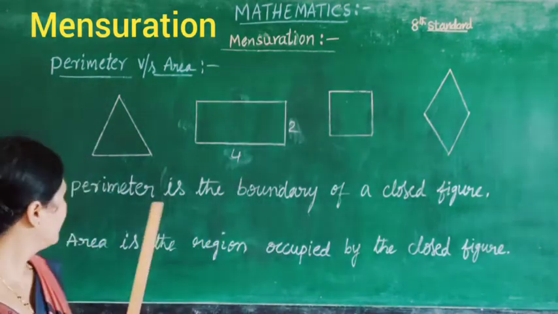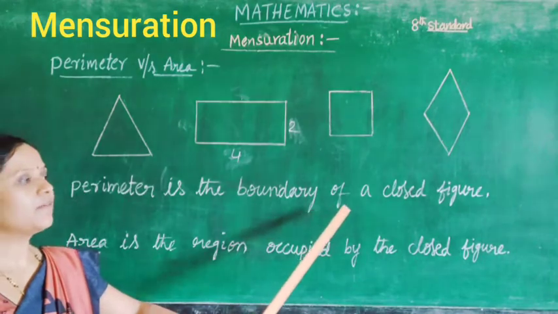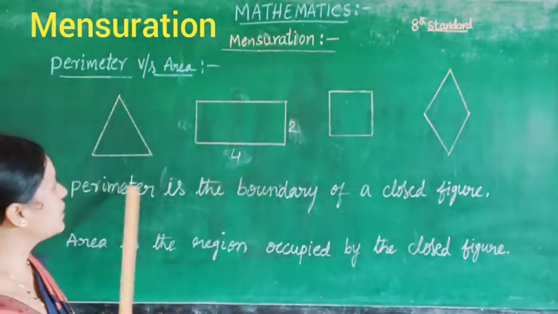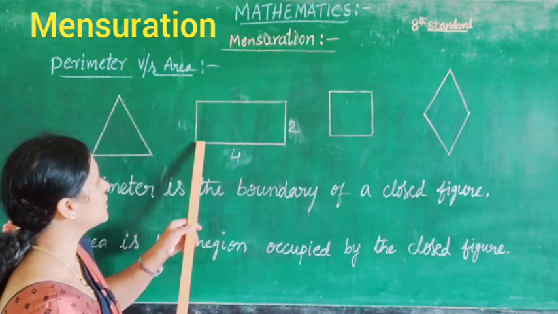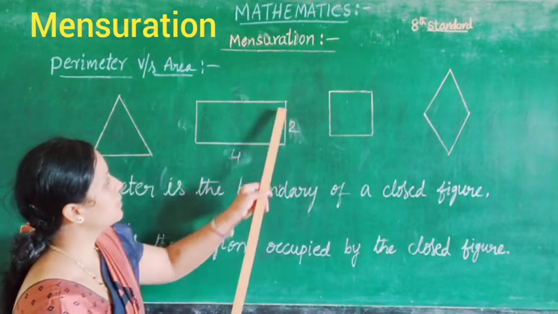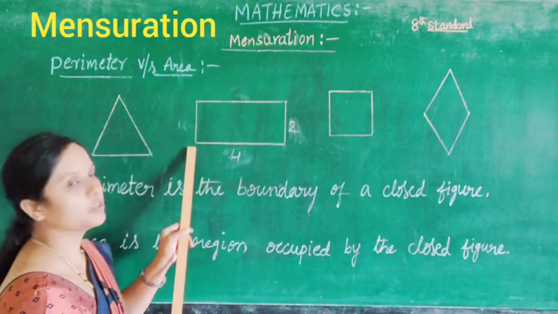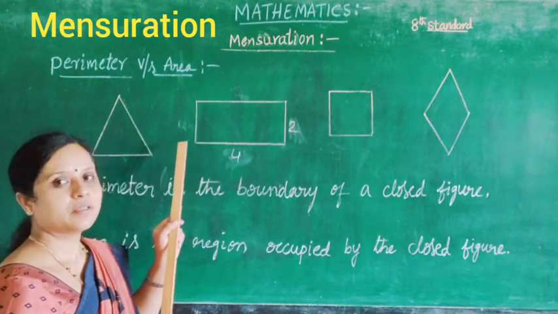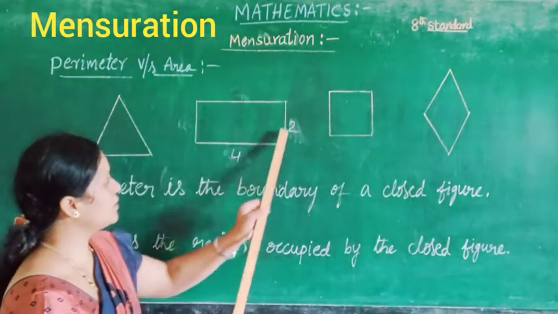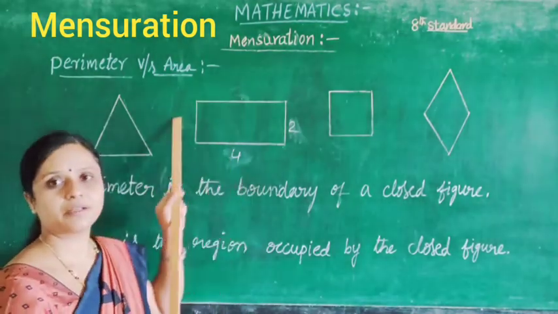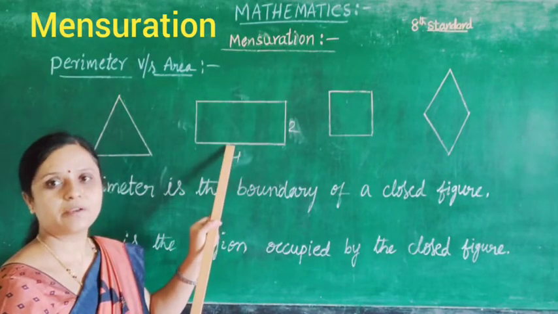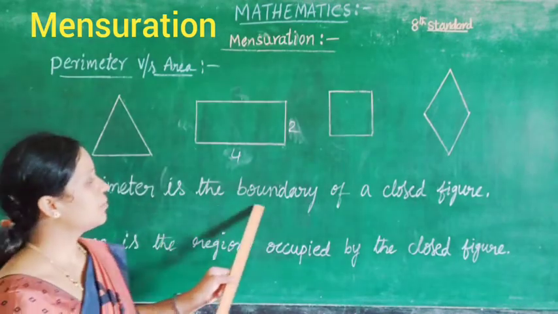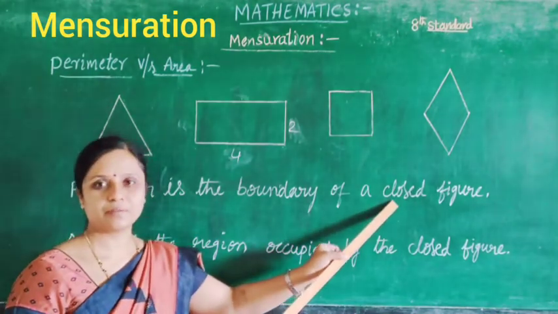So, perimeter is the boundary of a closed figure. So, what is the boundary? Boundary means you start from this point, you go through like this, and once again you reach this point. This is the boundary. So, this is a closed figure. The total length of the boundary of the figure is called the perimeter. So perimeter is the boundary of a closed figure.